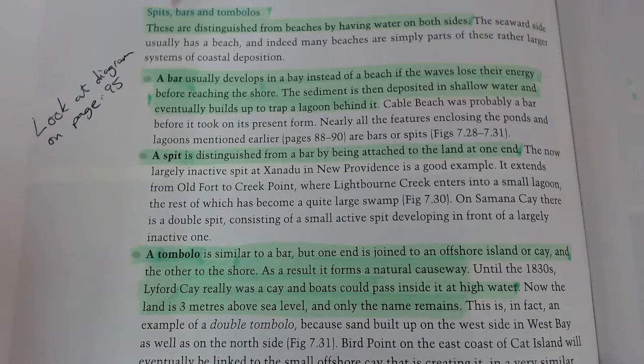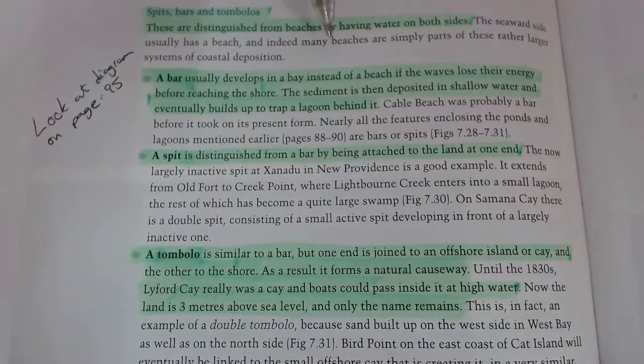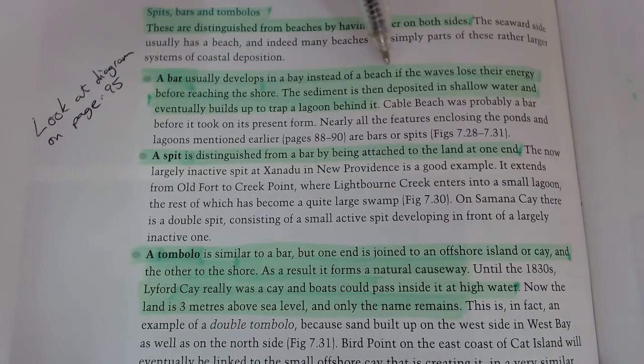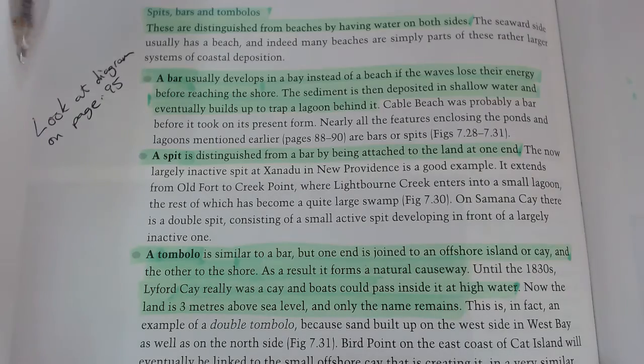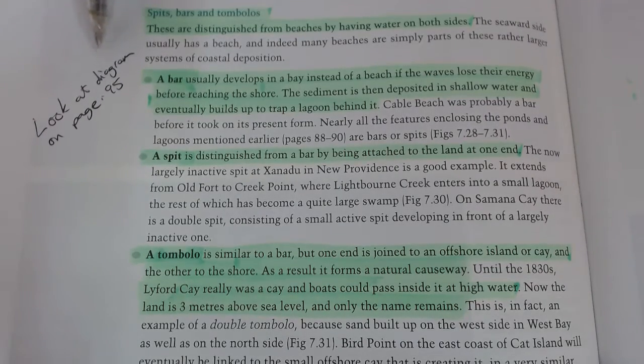Just to finish off again, we've already gone through our spits, bars, and tombolos. These are distinguished from beaches by having water on both sides, or at least two sides. So a bar usually develops in a bay instead of a beach, if the waves lose their energy before reaching the shore. The sediment is then deposited in shallow water and eventually builds up to trap a lagoon behind it. We'll look at a little diagram in a second. For some reason, they've put the diagram to this on page 95, so you can write that note down, and we'll go back to page 95 shortly.